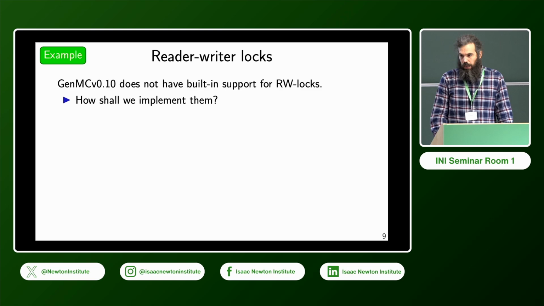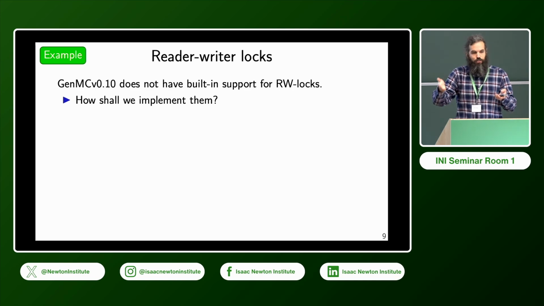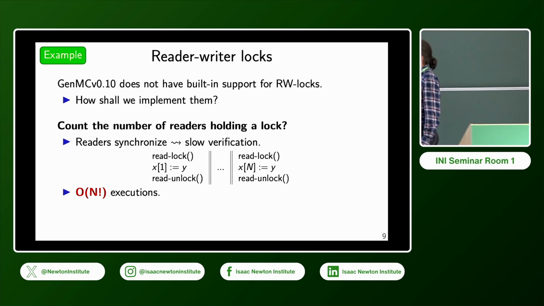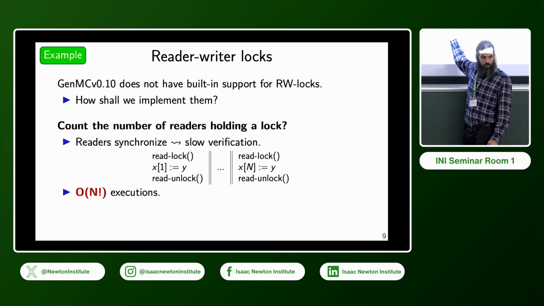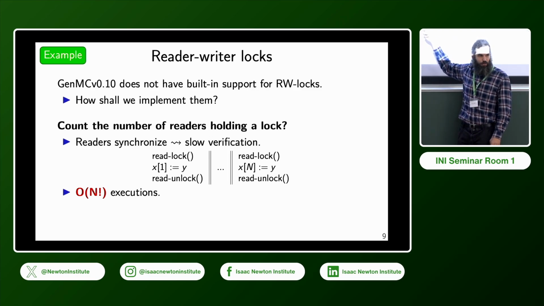As an example, let me explain how one would implement reader-writer locks. My tool does not support reader-writer locks as a built-in primitive, so suppose we want to add them. How should we implement them? Well, the straightforward implementation is to count the number of threads that have acquired the lock in read mode. If you have multiple readers, they all race on this counter, incrementing it and checking whether there is a writer and things like that. So in principle, unless you do other optimizations, you get a factorial number of executions: which thread acquired the reader lock first, and which second?